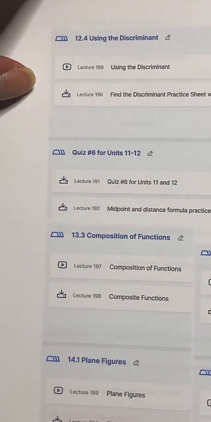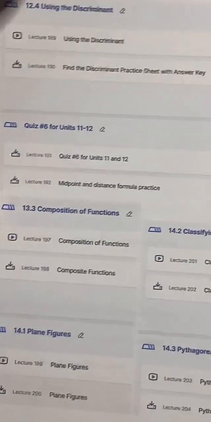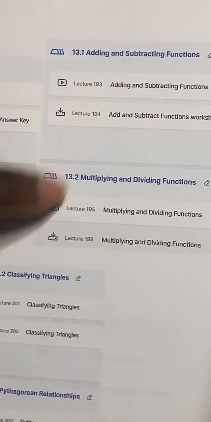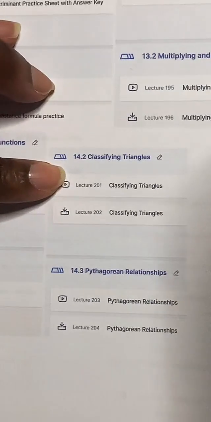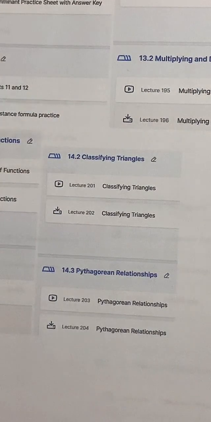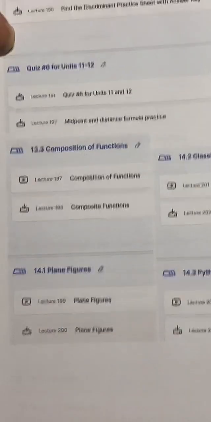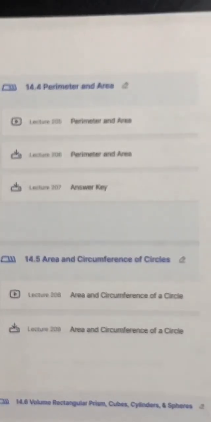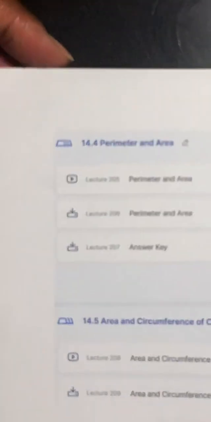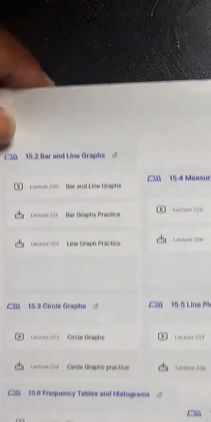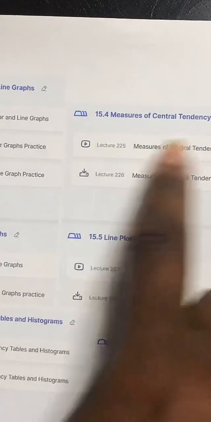I know, it's all crazy, all of this. Then we have complex functions, adding, subtracting functions, and also a little bit of geometry, classifying triangles, some plane figures, Pythagorean theorem relationships. Sorry, we're getting close to the end. Like perimeter, area, circumference, volume, surface area, tables and pictograms, bar graphs. Now we're going to the statistics part of it: measures of central tendency, all of that.